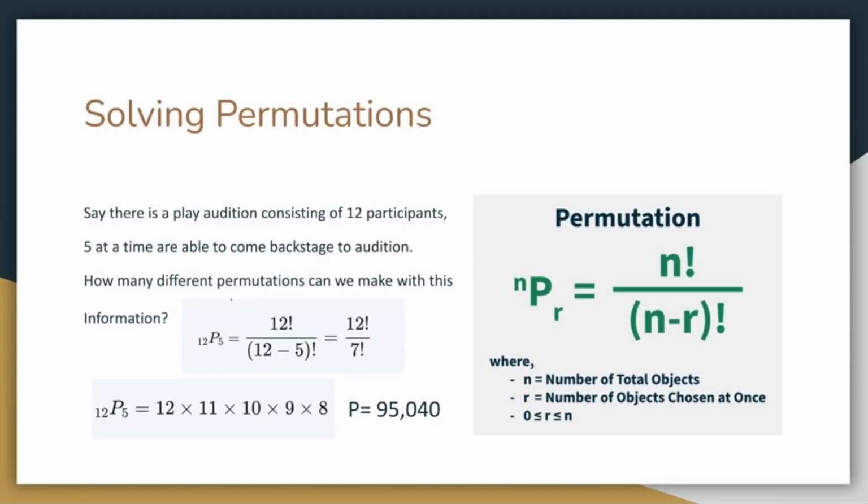So, say there is a play audition consisting of 12 participants. 5 at a time are able to come backstage to audition. How many different permutations can we make with this information? So if we use our formula, we would plug in 12 at the top, 12 minus 5 at the bottom. That would give us 12 factorial over 7 factorial. To simplify that, you would use the factorial 12 times 11 times 10 times 9 times 8, for a total of permutations equal to 95,040.